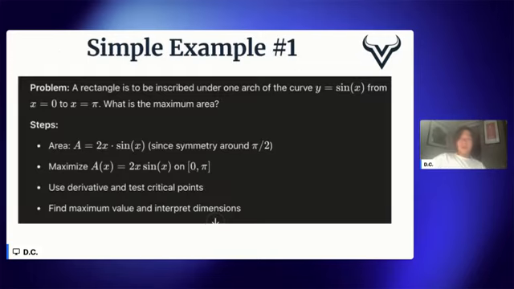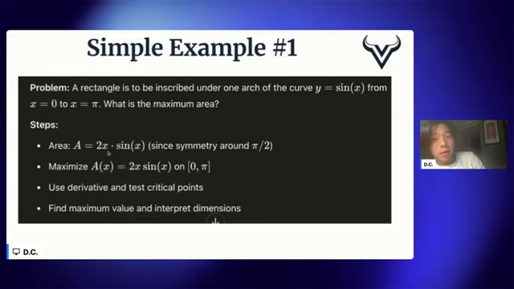Like the first simple example, same as before, written by ChatGPT. It states that a rectangle is to be inscribed under one arc of the curve y equals sine x from x equals 0 to x equals pi. What is the maximum area? The first thing we'll notice is, since it's symmetrical around pi over 2, we can write out the area function as 2x times sine x, and then we want to maximize 2x times sine x.